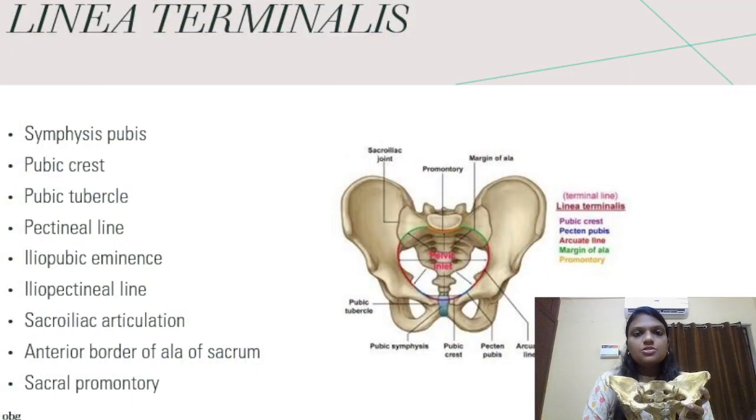Let's recap the boundaries of the linea terminalis. Anteriorly it starts from the pubic symphysis, pubic crest, pubic tubercle, pectineal line, iliopubic eminence, iliopectineal line, sacroiliac articulation, anterior border of the ala of the sacrum and the sacral promontory. This on either side forms the linea terminalis. The part above is the false pelvis, and the part below is the true pelvis, which is of obstetric significance.